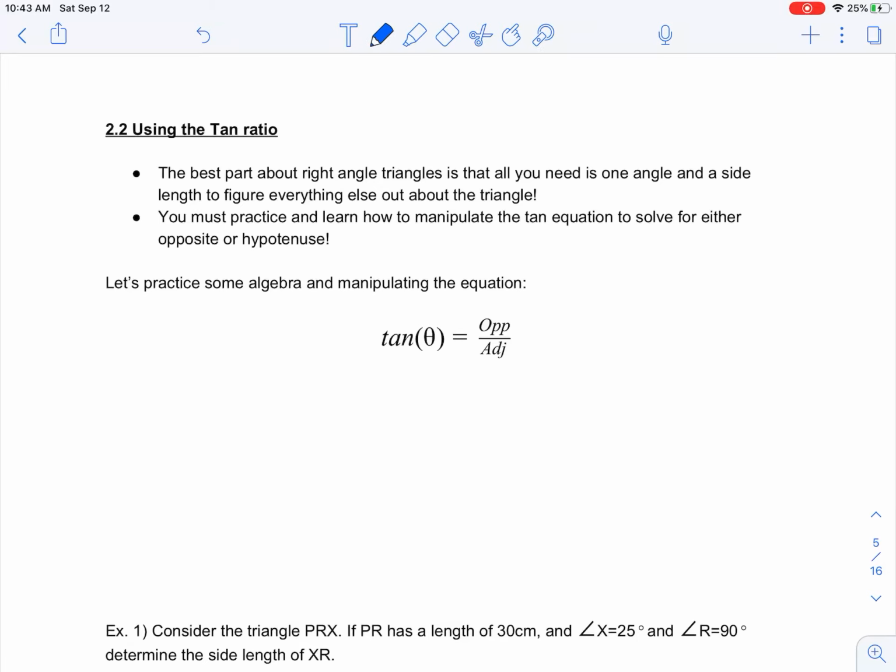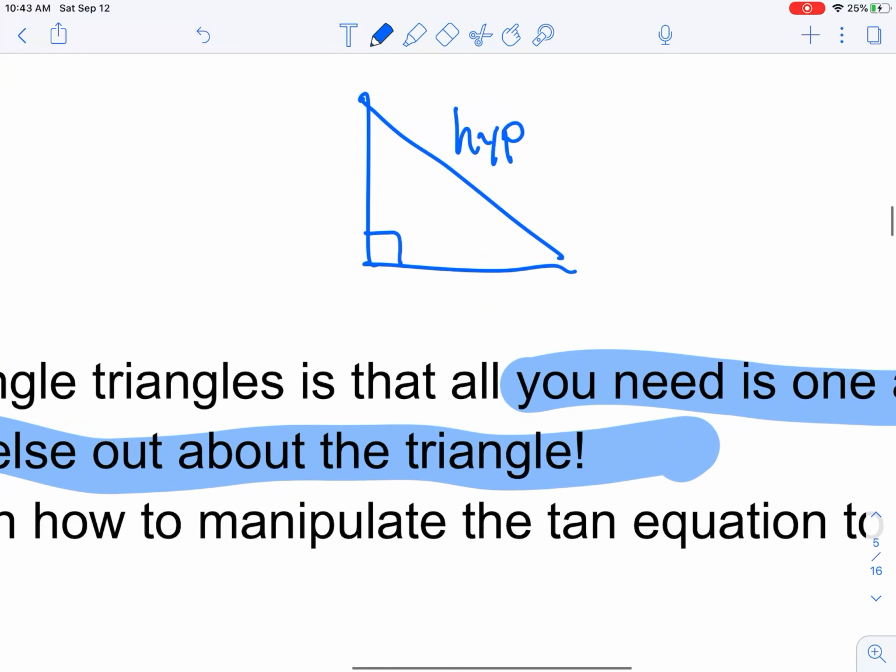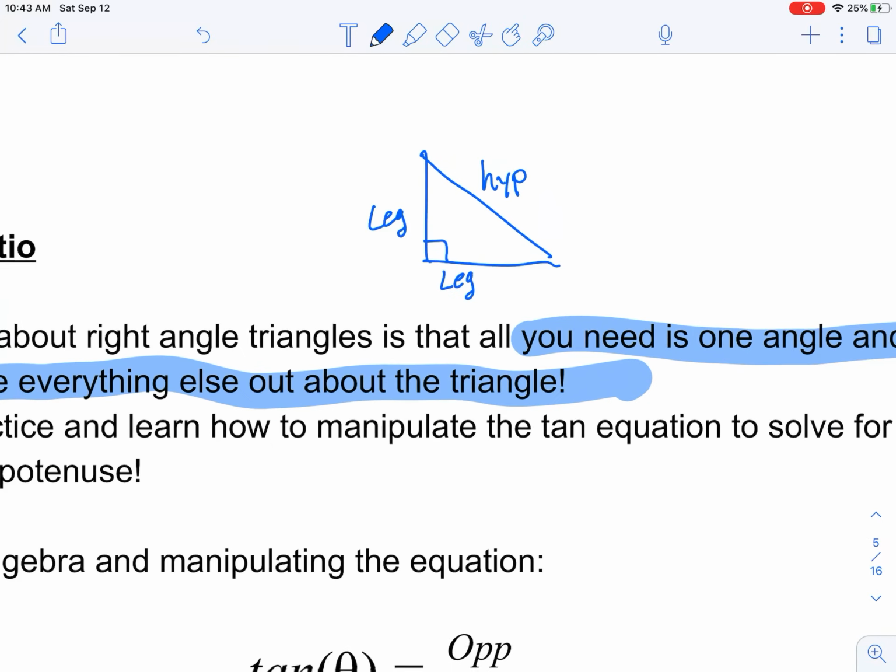Alrighty, Math 10C, we are on to chapter 2.2, using the tan ratio. So the best part about right angled triangles is that all you need is one angle and a side length to figure everything else out about the triangle. So right triangles, remember, we all know this, has a 90-degree angle. This would be the hypotenuse because it's the opposite side to the 90 degrees. And then you got a leg here, and then you got a leg here, okay?